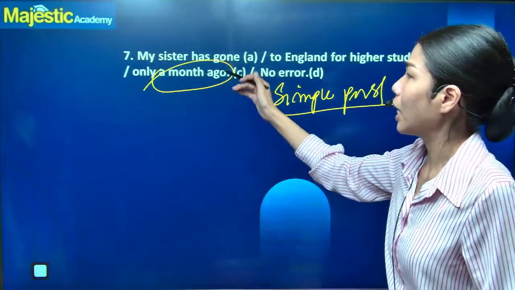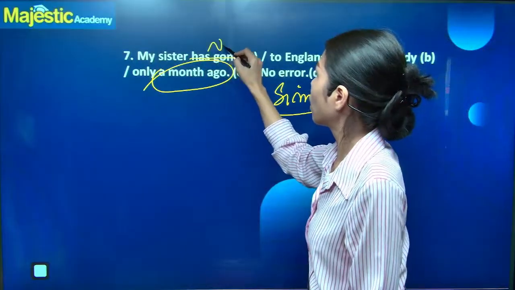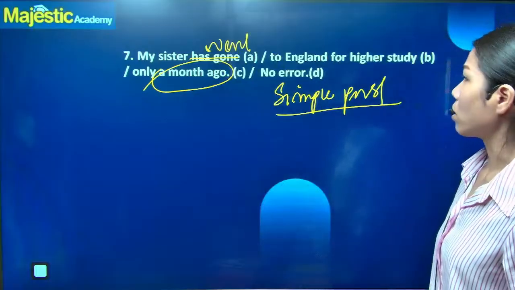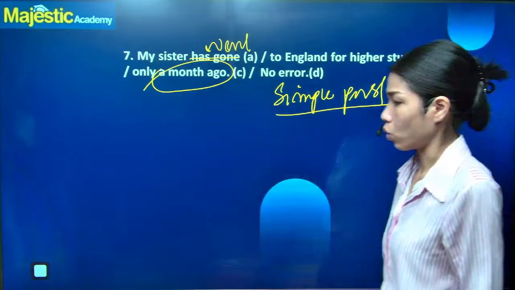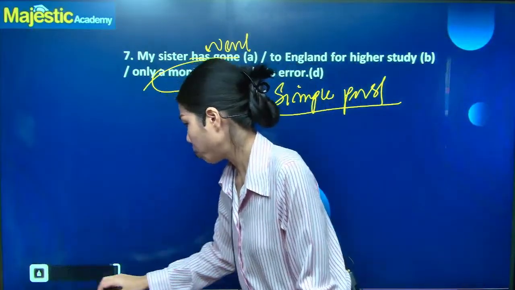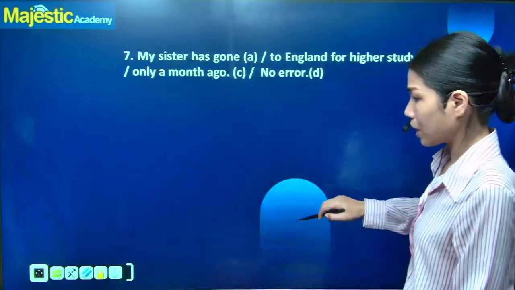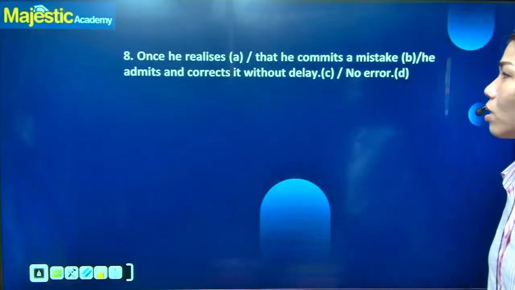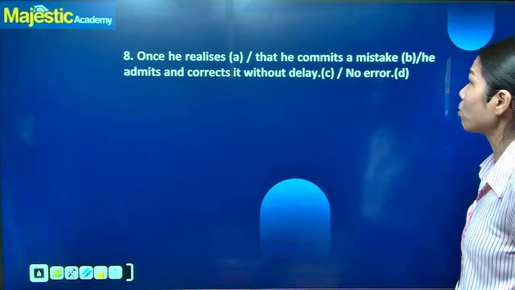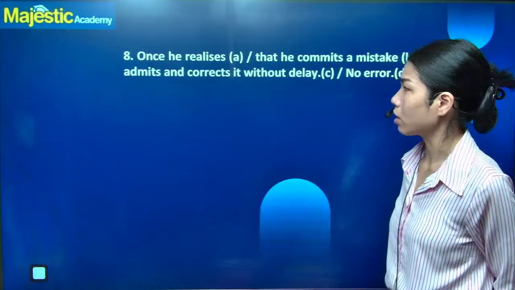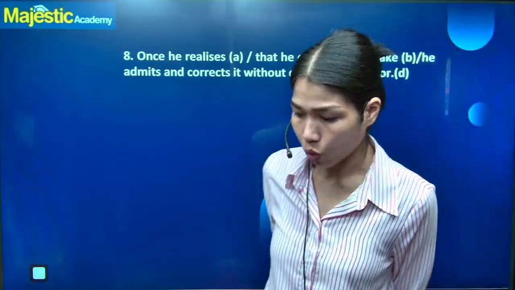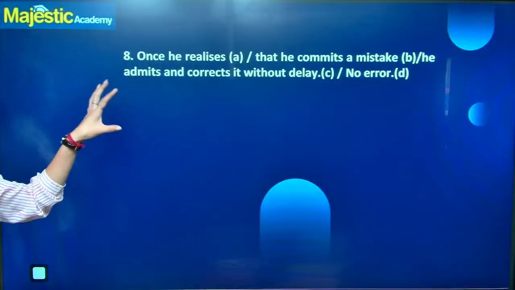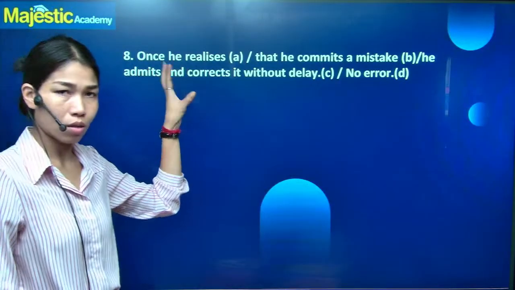So we can say, my sister went to England for higher study only a month ago. Okay? I hope the rules are getting clear. Question number 8. Question number 8 says, once he realizes that he commits a mistake, he admits and corrects it without delays.